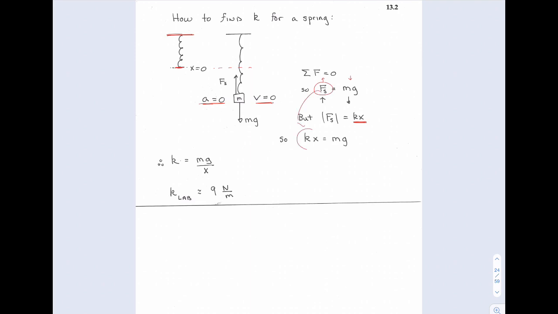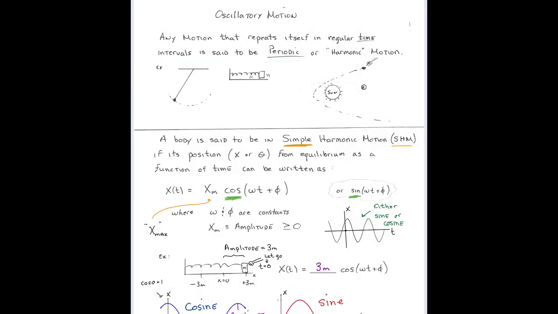Then I can solve that for the spring constant. If I know the hanging mass, I know g, and I can measure this distance x, the distance that the spring stretches, then I could calculate my spring constant. So maybe in lab you would find a certain spring constant, and it would be in units of newtons per meter.